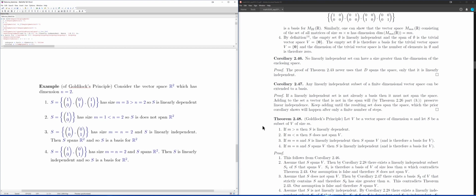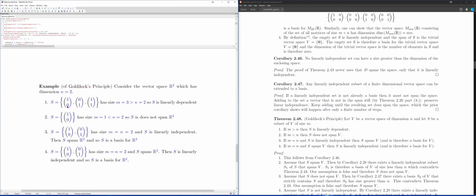But what the Goldilocks is saying for you is that because this is of size 3, and that 3 is in fact bigger than the dimension 2, then this set is automatically linearly dependent. So it's actually a nice way to check whether something is dependent. The first thing you could do is check the size, and if the size exceeds the dimension of the vector space in which the vectors live, then you know that it's linearly dependent.